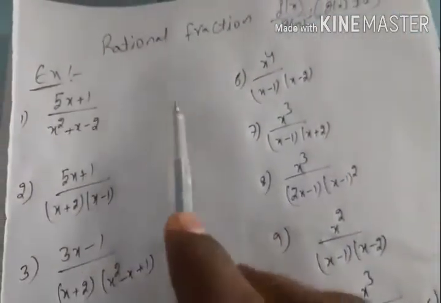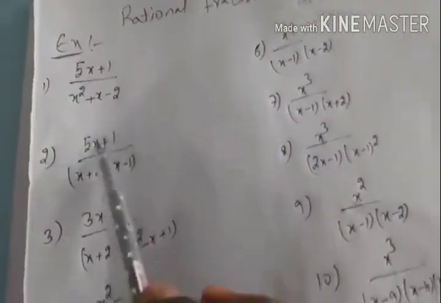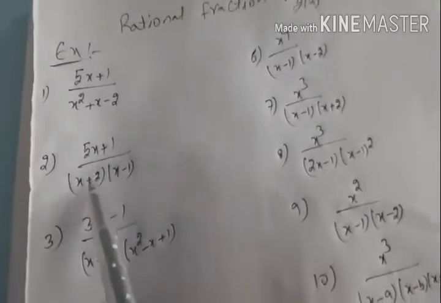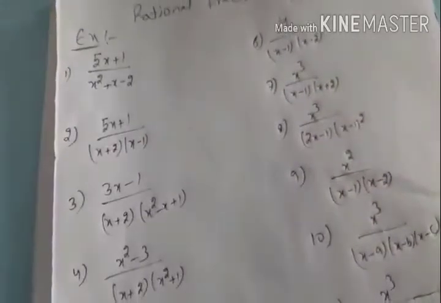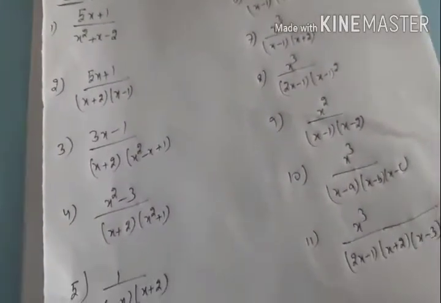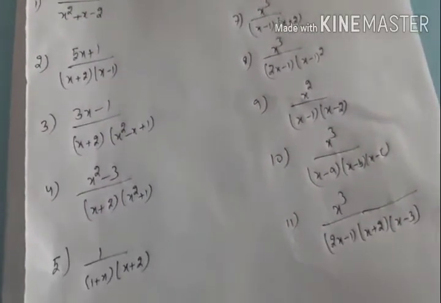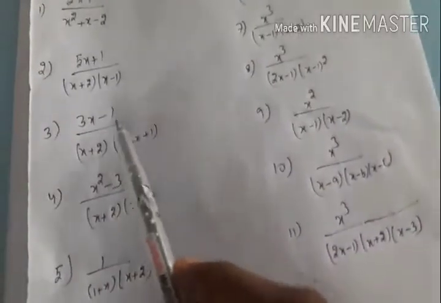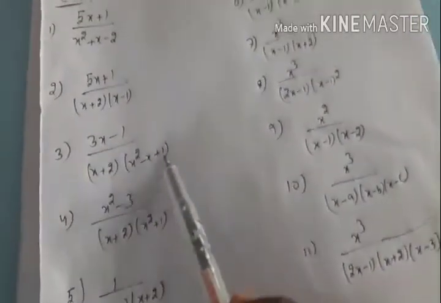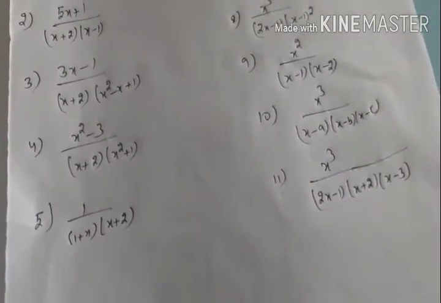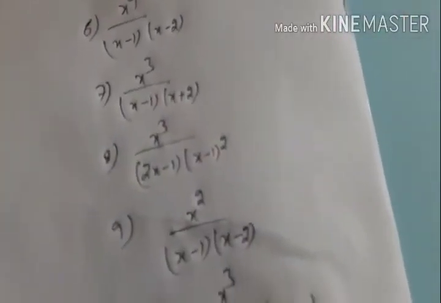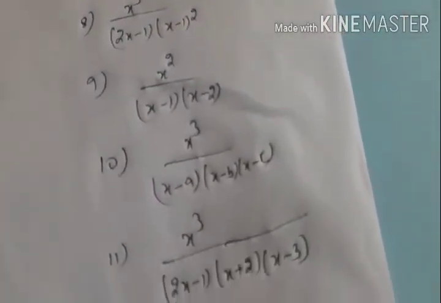Okay, examples of rational fractions. First example, 5x plus 1 by x square plus x minus 2. Second example, 5x plus 1 by x plus 2 minus 1. Third example, x minus 1 by 3x minus 1, x plus 2 and x square minus x plus 1. Fourth example, x square minus 3 by x plus 2 and x square plus 1. These are examples of rational fractions or fractions.